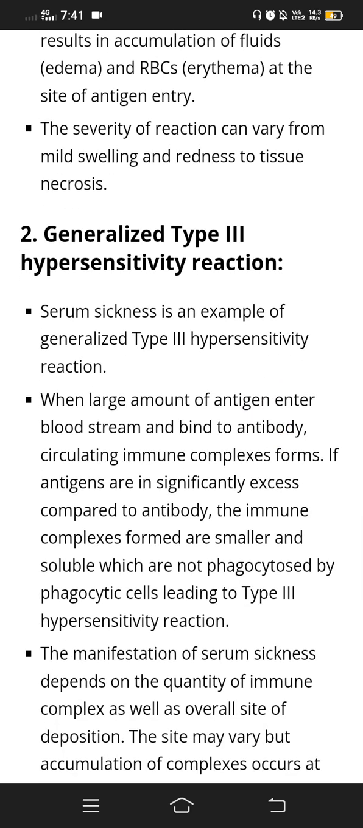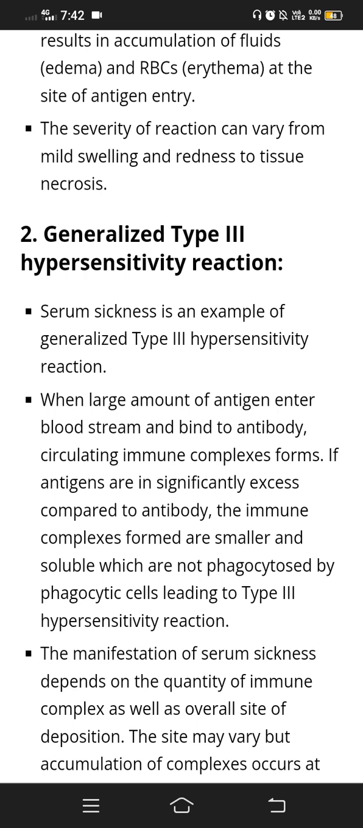Generalized type 3 hypersensitivity reaction. Serum sickness is an example of a generalized type 3 hypersensitivity reaction. When a large amount of antigen enters the blood serum and binds to antibody, circulating immune complexes form. If antigens are in slight excess compared to antibody, the immune complexes formed are smaller and soluble, which are not phagocytosed by phagocytic cells, leading to a type 3 hypersensitivity reaction.